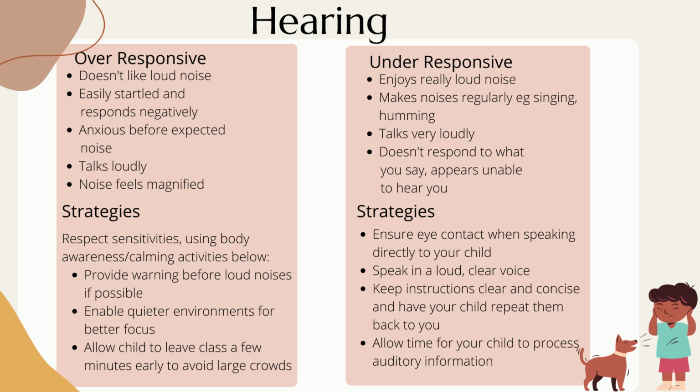Strategies for under responsiveness include giving your child good eye contact and speaking in a loud, clear voice when speaking directly to them, and allowing sufficient time to process the auditory information offered. Keeping your verbal instructions clear and concise and having your child repeat them back to you to ensure they were heard and received correctly is also beneficial.